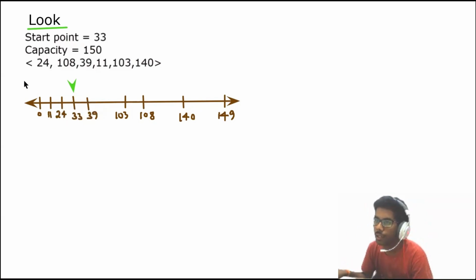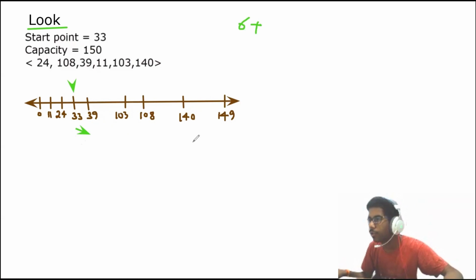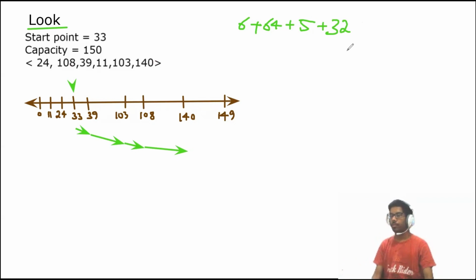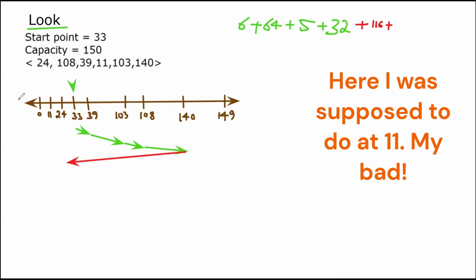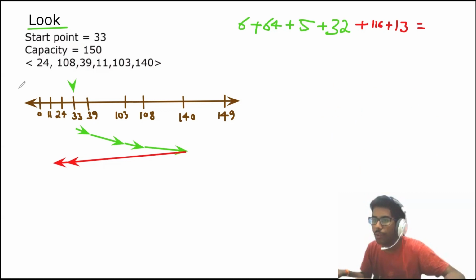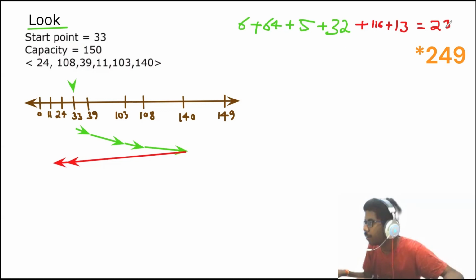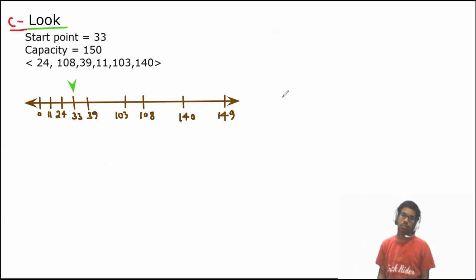So let's start with, say, the starting point is 33 and we go to 39. So now we're going to be adding 6 as usual and going to the last, which is 140. So now instead of getting to 149, we just turn around. So there we have it. Let's get the total. 236. So now we're going to do C-LOOK.